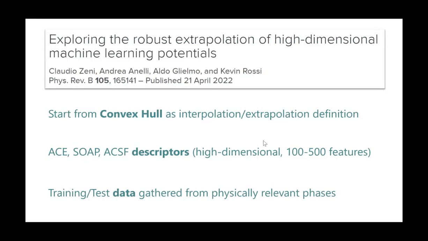So we started from the most commonly accepted definition of interpolation and extrapolation, which is the convex hull geometric definition. And we looked at three different descriptors, which are very widely used in the scientific literature: ACE, its cousin SOAP, and the Behler-Parrinello symmetry functions. All these descriptors are highly dimensional, and depending on the number of species and such, you can go from 100 to several thousands of features. And finally, we looked at three different test and training data sets, all gathered from physically relevant phases.